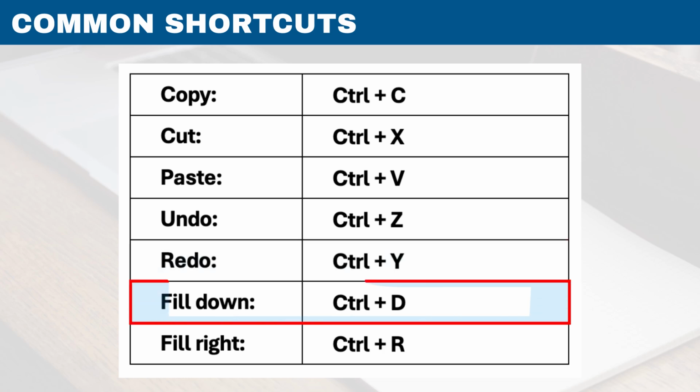To fill down, select the range of cells where you want to fill data down from the top cell and press the Ctrl and D keys simultaneously. The top cell's data will be filled down to the selected range.